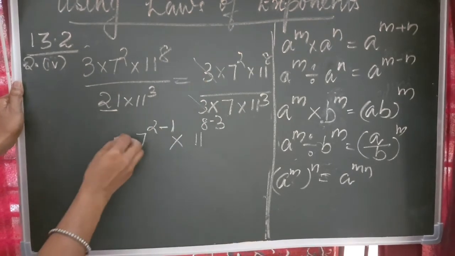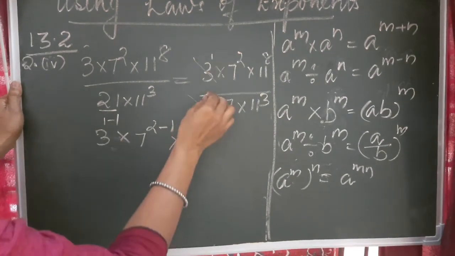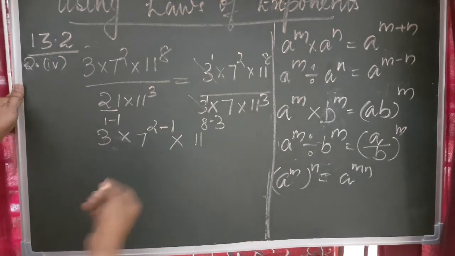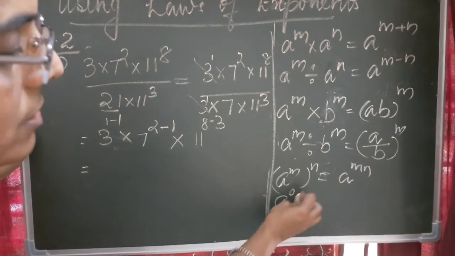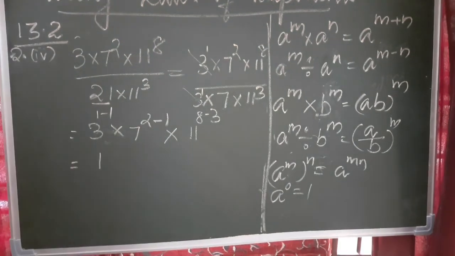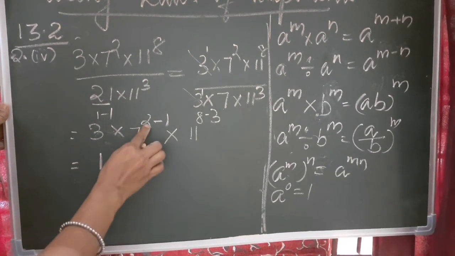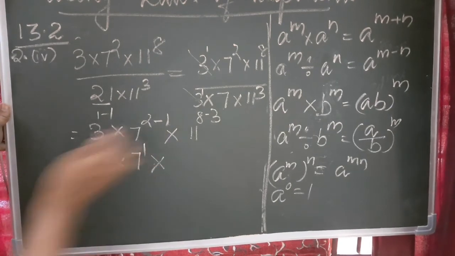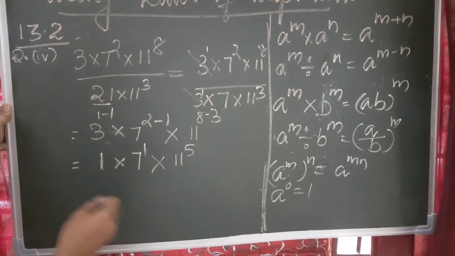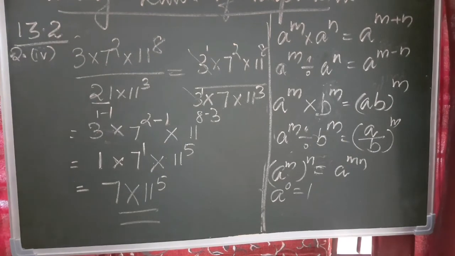Here this also can be written like this into 3 raised to 1 minus 1, because this is 3 raised to 1 and this is 3 raised to 1. So 3 raised to 1 minus 1 is 3 raised to 0. So we have learned this also, that a raised to 0 is equal to 1. So that can be followed here. So we get 3 raised to 0 is 1, into 7 raised to 2 minus 1 is 7 raised to 1, 11 raised to 8 minus 3 is 11 raised to 5. So we get at last 7 into 11 raised to 5 as the answer.